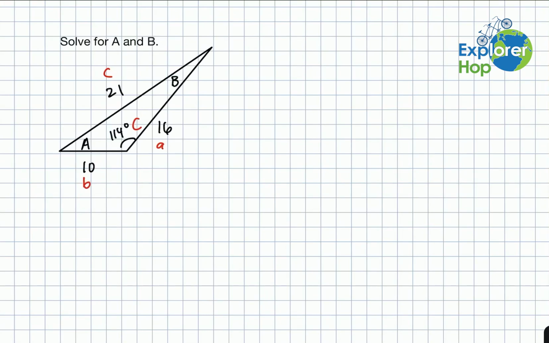Today we're being asked to solve for A and B in the oblique triangle we have in front of us, and we're going to do this by using the sine law. And the first step is we're going to solve for A first.